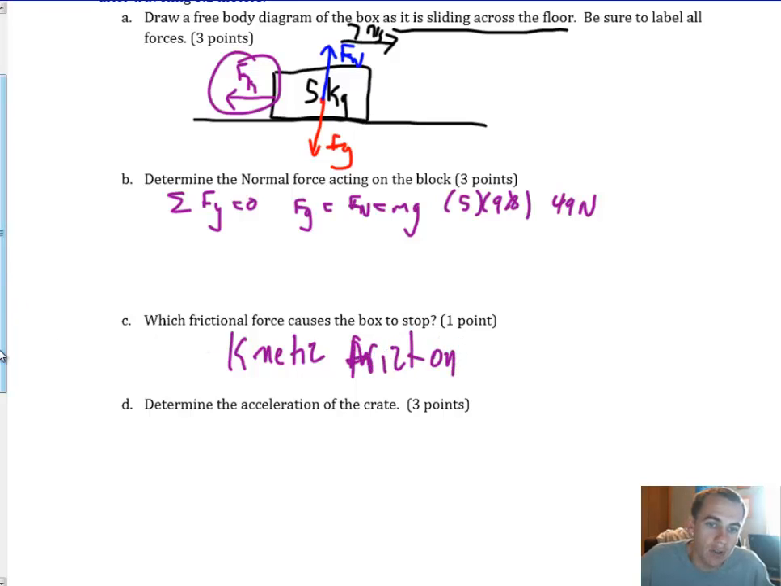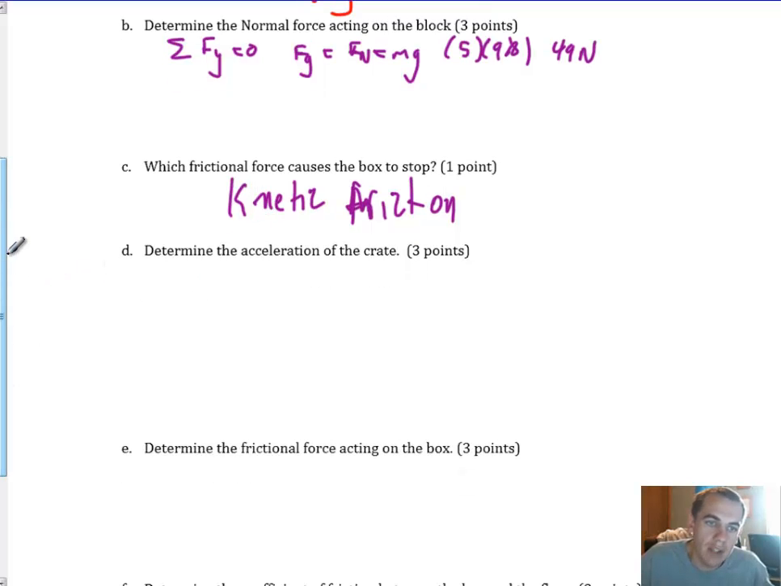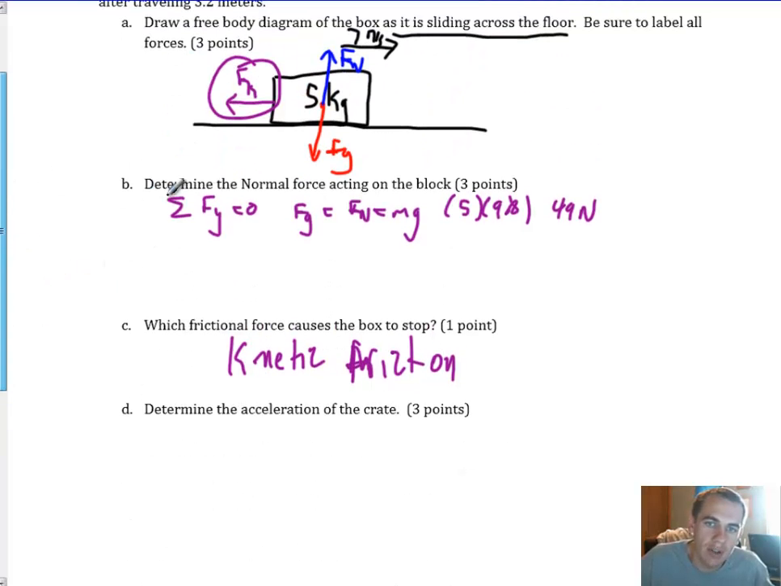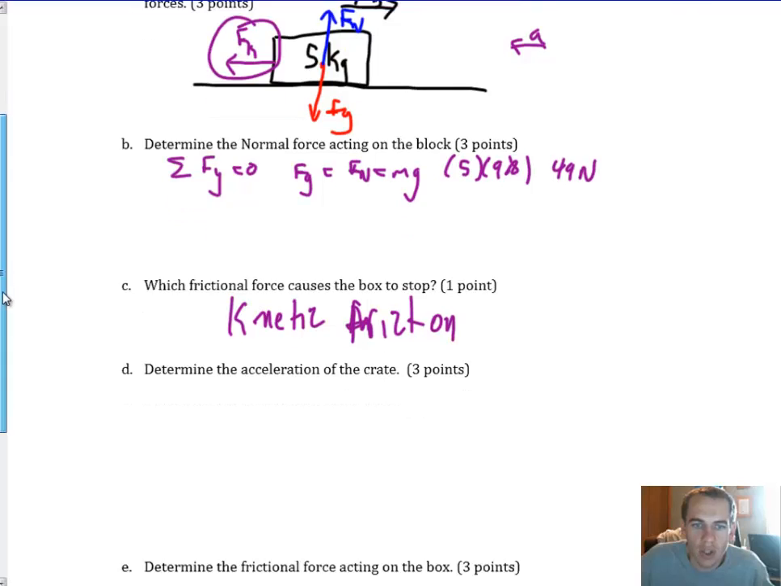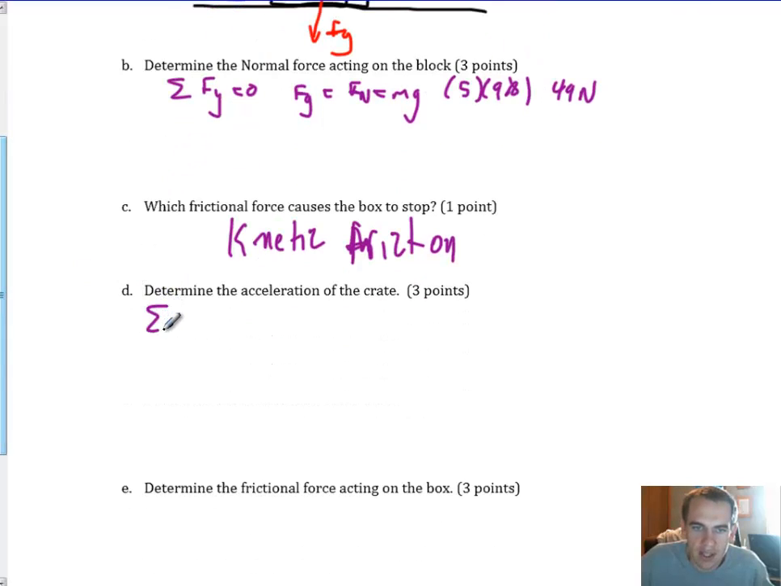Determine the acceleration of the crate. Back up to that picture. Which way is the crate accelerating? It's moving to the right, but it's accelerating to the left. The acceleration is this way because that's the only unbalanced force that acts. So according to Newton's second law, the net force is equal to mass times acceleration, but the net force is the frictional force. So the frictional force equals mass times acceleration. That means if we know the acceleration, we can find the frictional force.